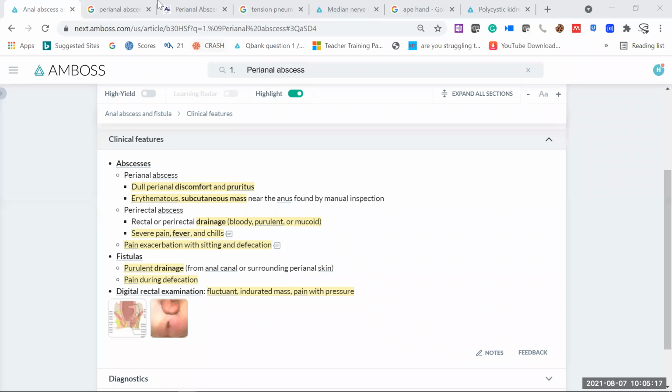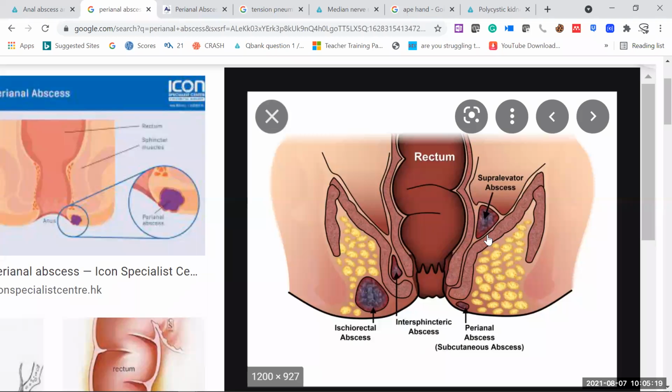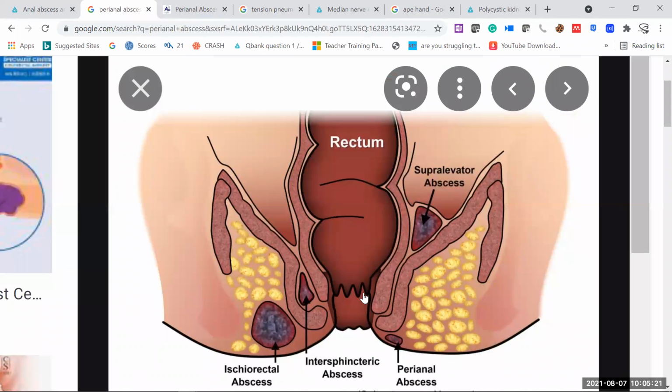If I can show you here in the diagram as well, if you can appreciate this diagram, this is the rectum, this is the anal canal. This area is considered to be the perianal area because it is just surrounding the anal area, and here you will find this abscess. It may be here, it may be on the other side, but it should be surrounding the anal canal. That is called perianal abscess.